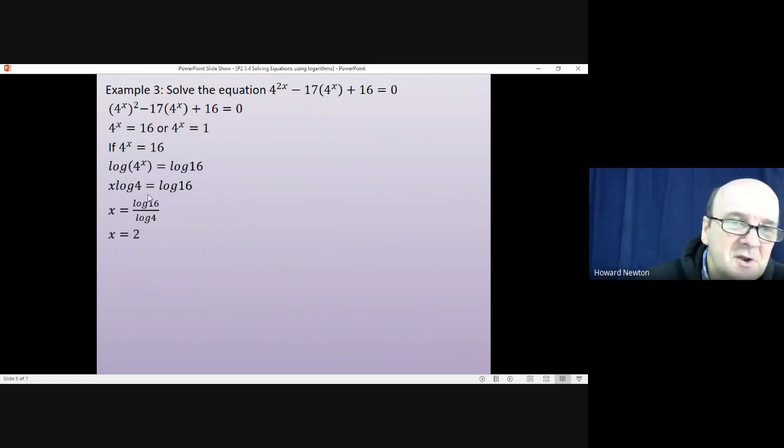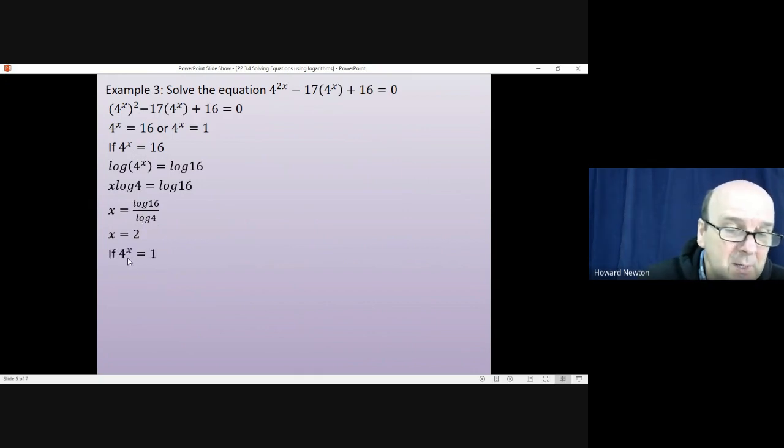We could have got that straight away. If we go back to this equation, it's saying 4 to the power of something is 16. Well, 4 squared is 16. So it is obvious in this case that x equals 2. But that method would work when it's far less obvious.